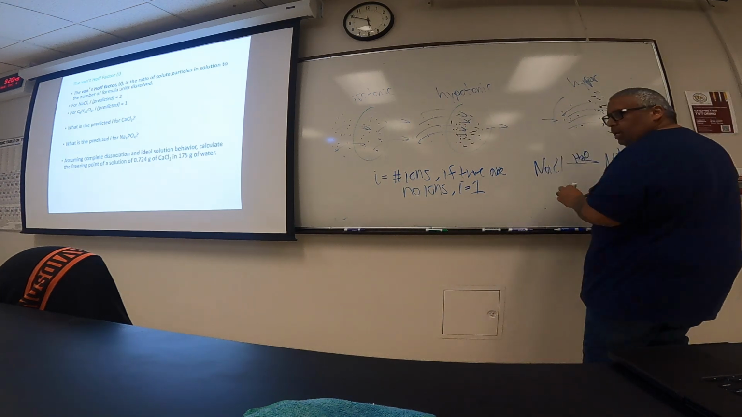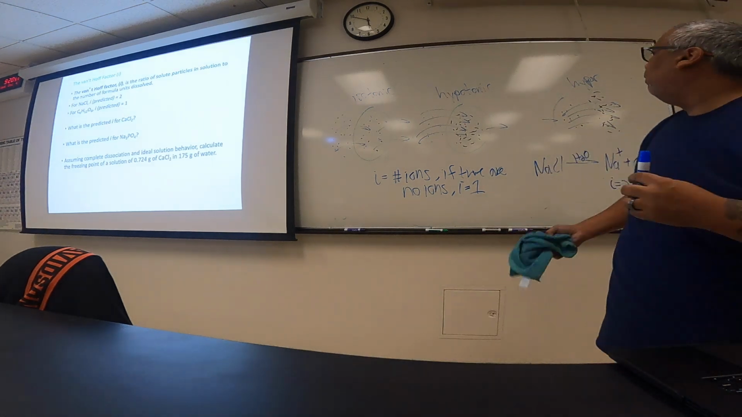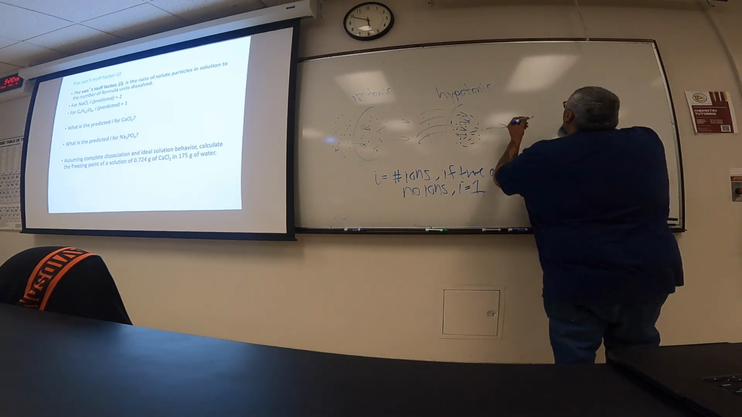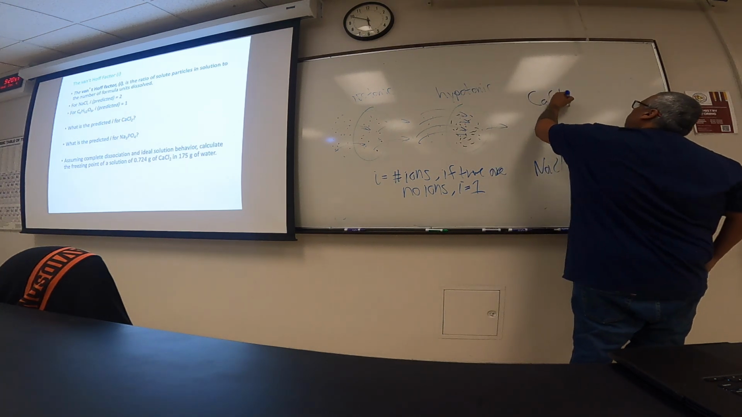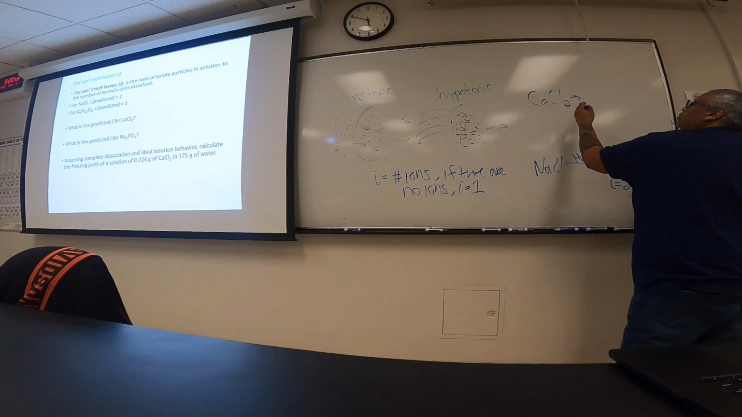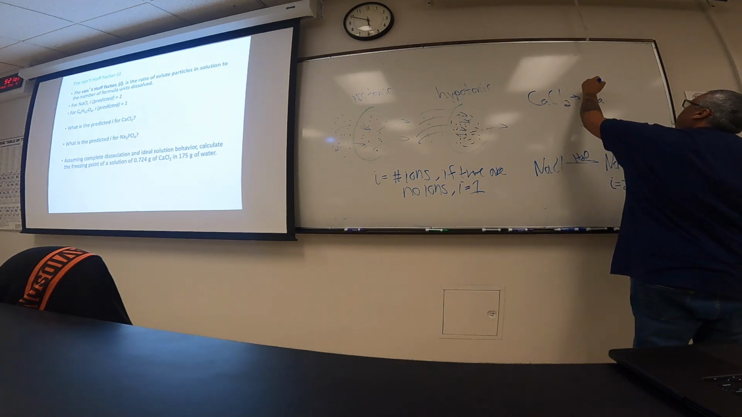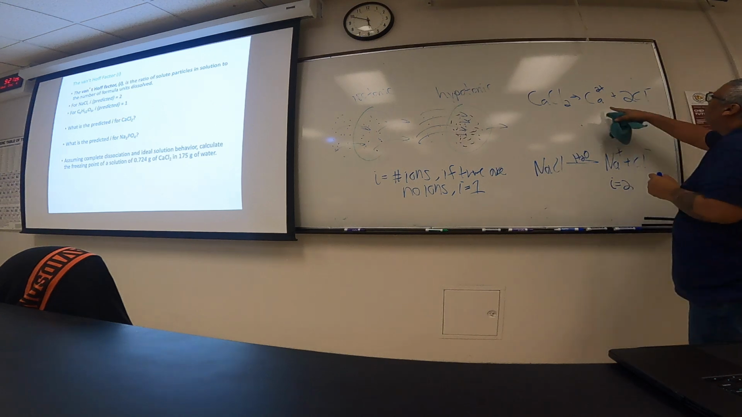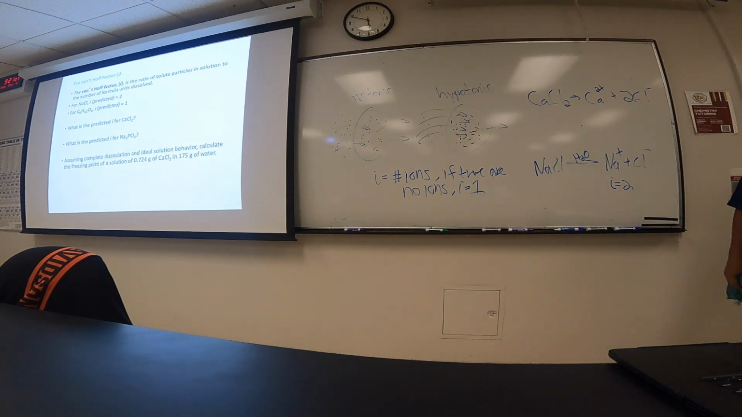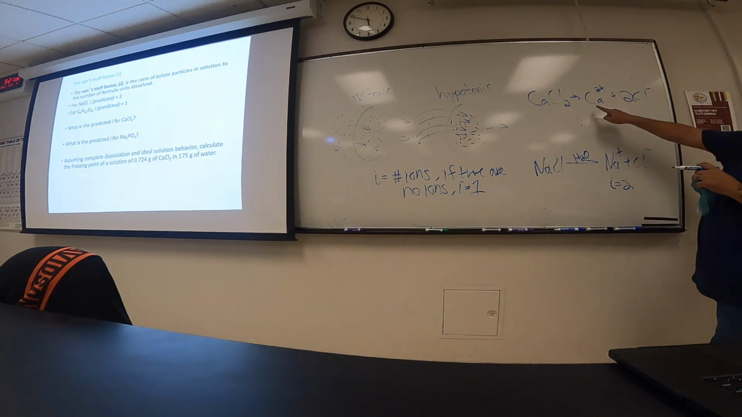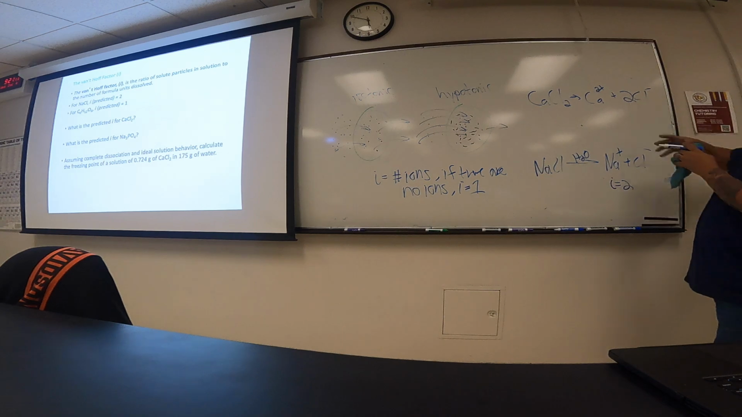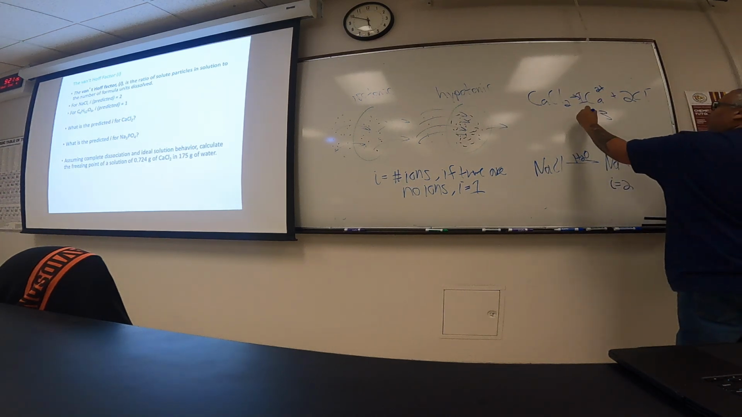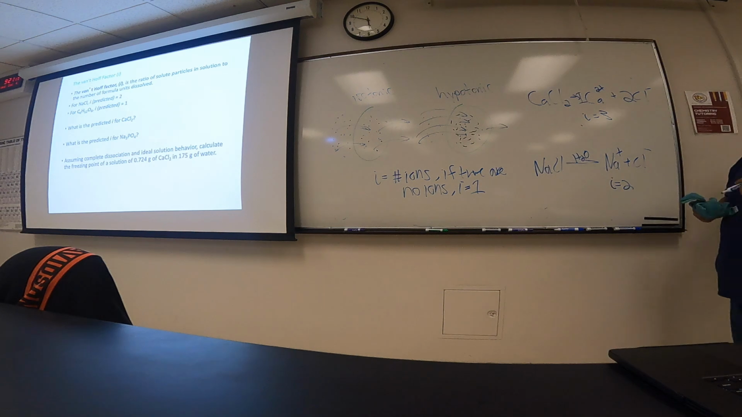And if we did, let me erase some of this up here. Let's do calcium chloride. If I put calcium chloride into water, we're going to get some calcium 2 plus, and we're going to get 2 chloride ions. So here, how many ions do we see? 3, right? There's 1 here, there's 2 here, so i is going to equal 3.